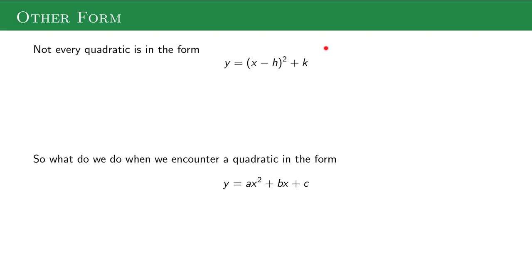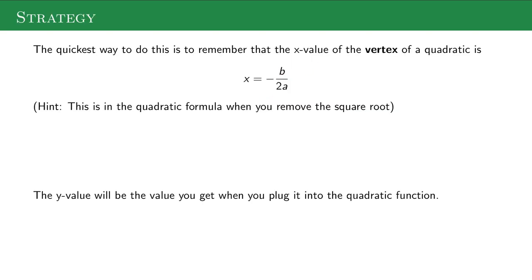But not every quadratic is in this form. Most of the time we actually see quadratics like this. So it's not going to be as easy to graph because it's not telling me exactly what's left and what's right. But I can do this by finding the vertex of the quadratic, which is kind of that point that moves left and right. And there's kind of 2 steps to do this.